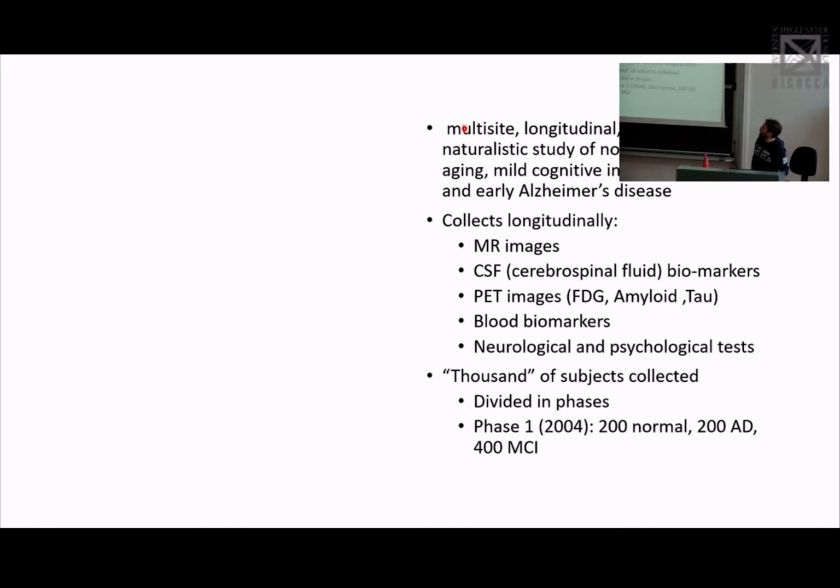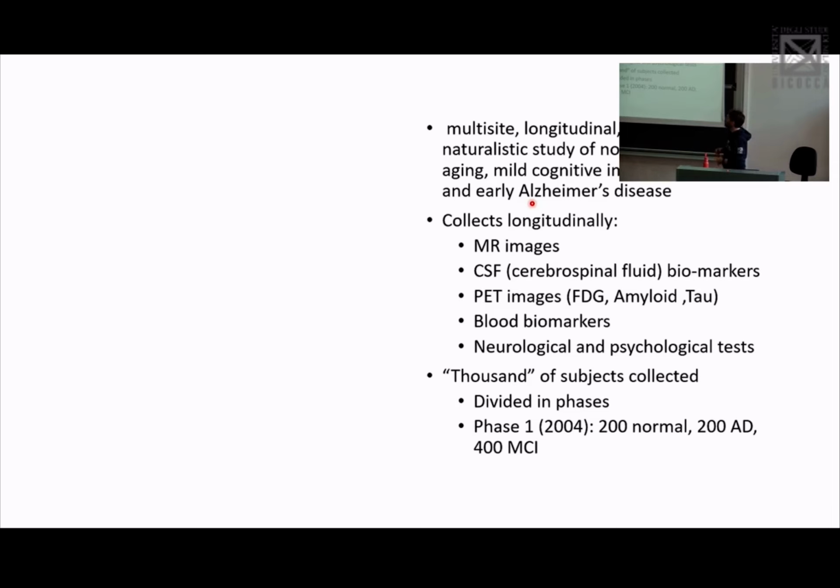It's a multi-site study, so data are being acquired over lots of hospitals. Longitudinal means that you follow each participant over time. Prospective, so you first decide how to collect the data, then you collect them, not you get the data that you find around and then process them. Naturalistic, so it means there is no intervention whatsoever. Study of normative cognitive aging, mild cognitive impairment, and early Alzheimer's disease.